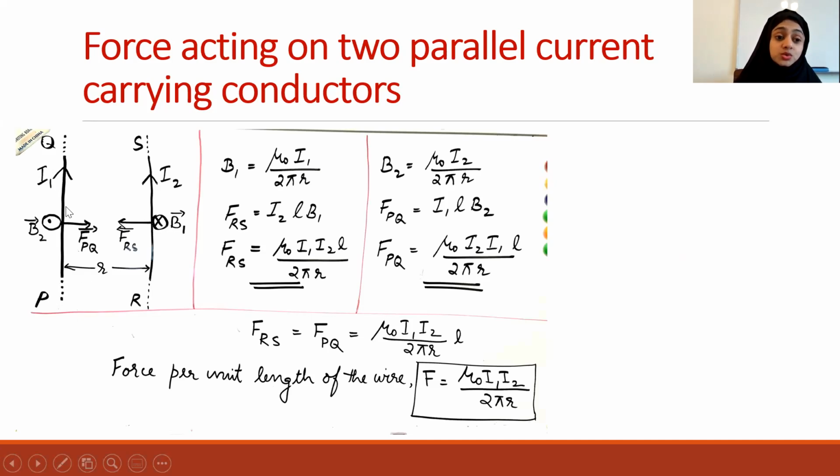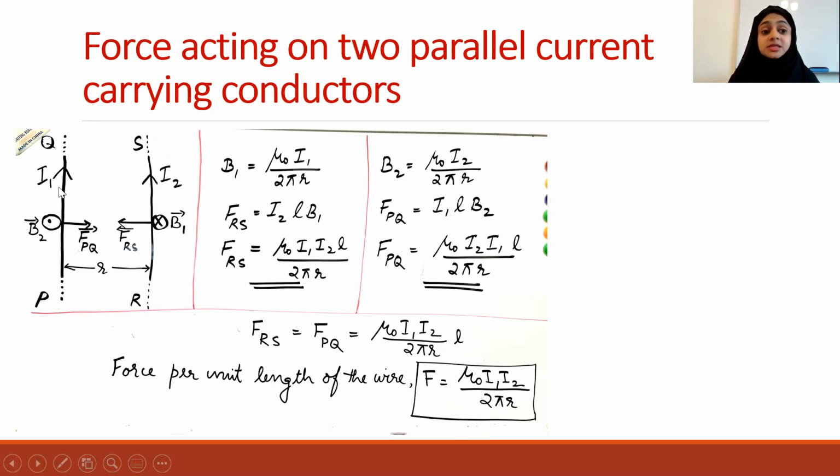PQ is a straight long current carrying wire. RS is another straight current carrying conductor. It carries a current I2 and it is placed at a distance R from PQ. So we have two current carrying conductors, two straight wires which are kept parallel to each other and they are separated by a distance R.